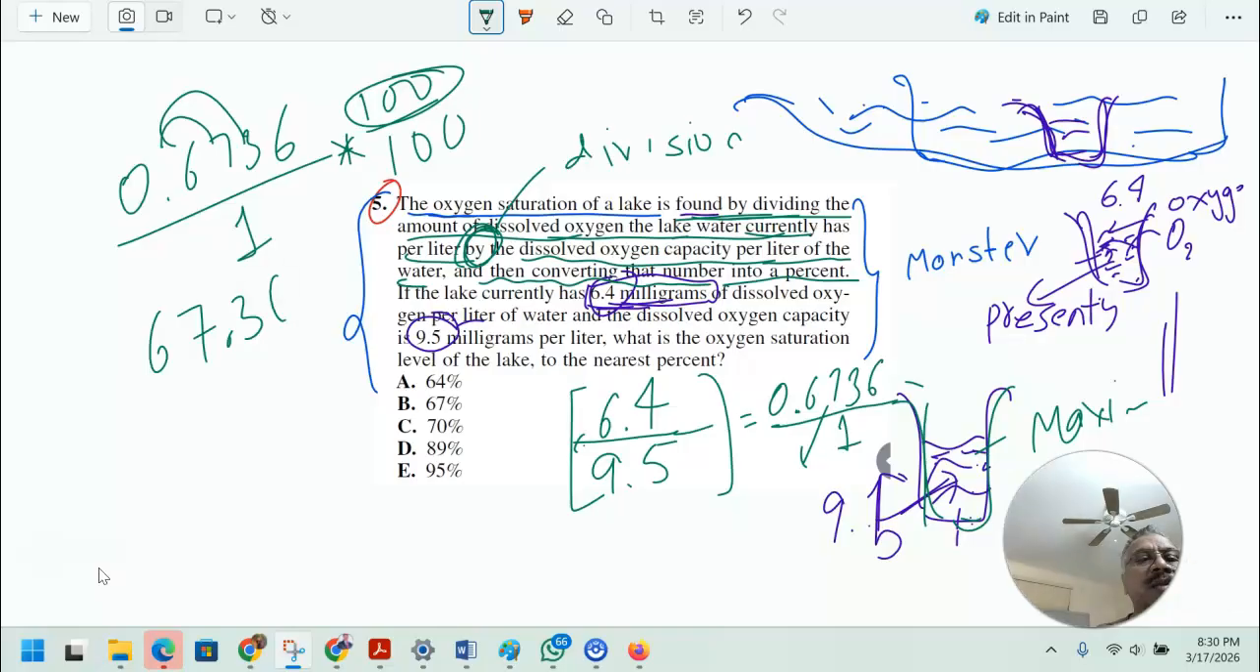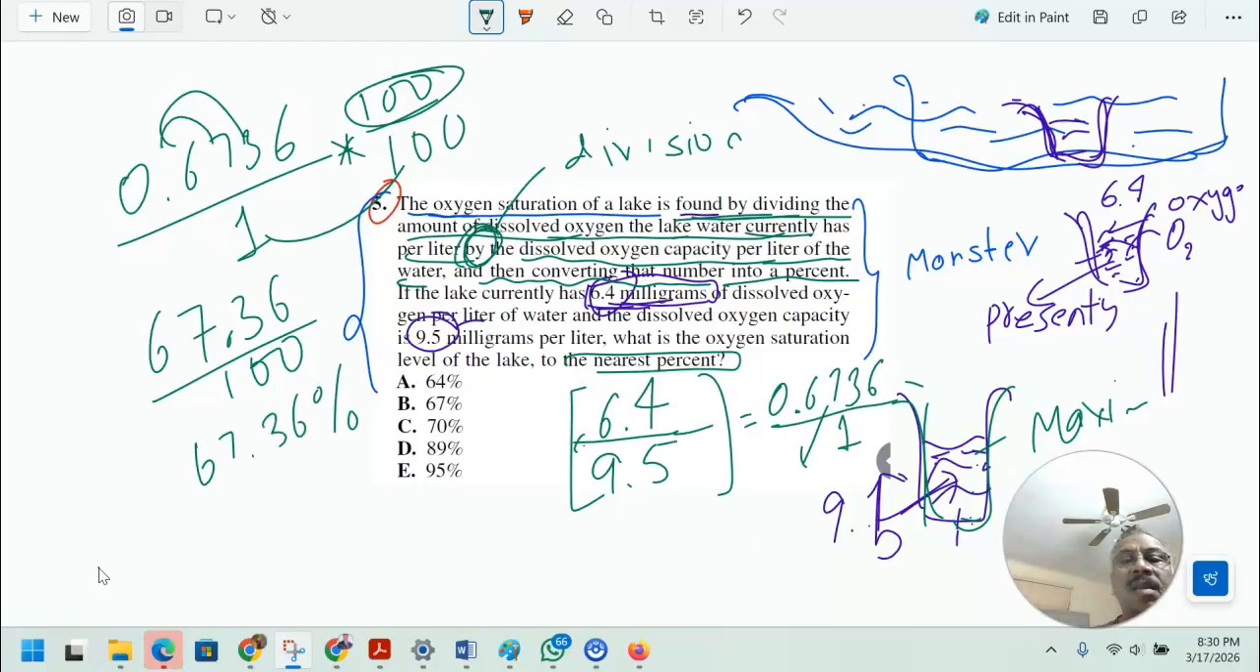So it gets to 67.36%. It doesn't say, but it says nearest percent, and this digit is 3, which is less than 5. So the 67 will remain 67. So 67%, and you're done.